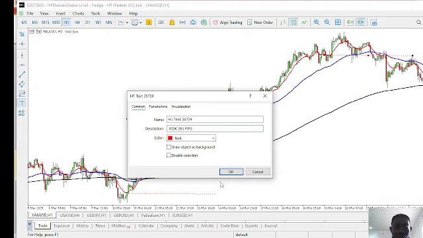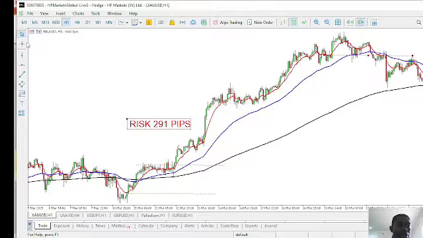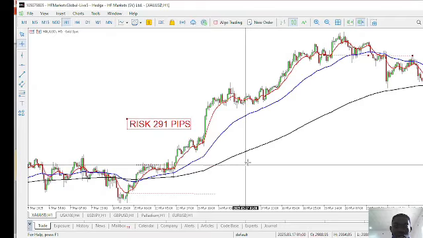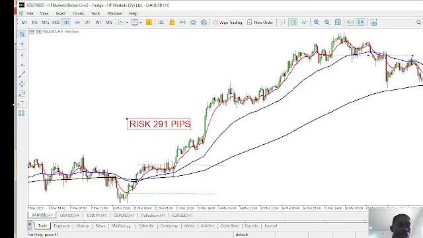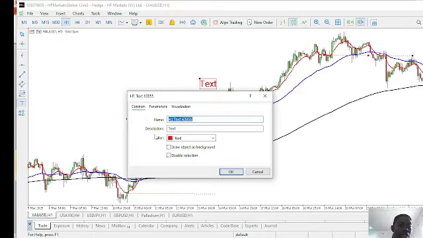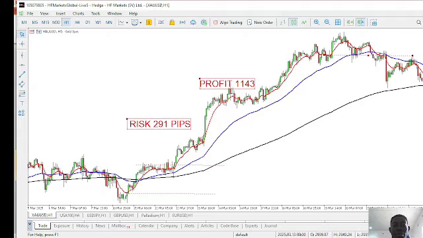And then what's my targeted profit? My profit is from my entry to where I want to come out of the market. That's 1,143 pips. My profit is 1,143 pips. I'm telling you. And then I come out like that.